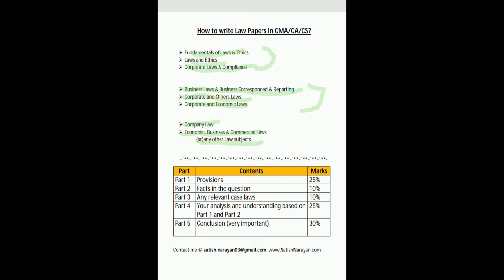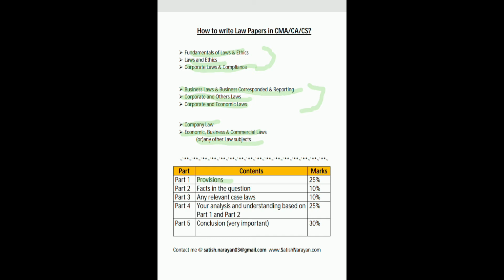This is how you need to split the contents. I split this into 5 parts, showing how you need to approach your answer. Part 1 is the provision. As soon as you read the question, remember you need to read it at least 2 to 3 times. Once you understand that this particular question has come from a particular law, let's say they asked about the reappointment of directors, you need to double confirm that yes, this question has come from the Companies Act 2013. I know previously we had the Companies Act 1956, which has been replaced by the Companies Act 2013.